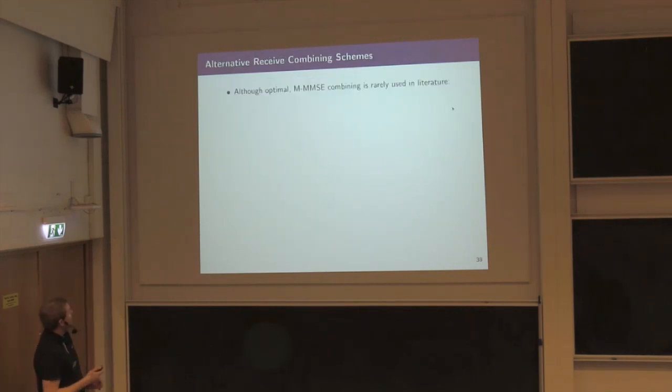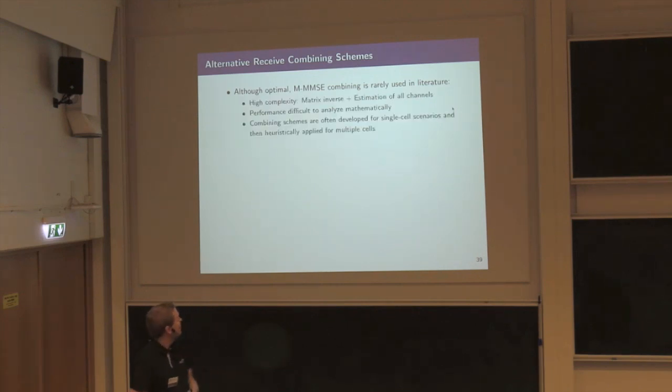Okay, so that is the optimal thing, but it's rarely used in literature. And one of the reasons for that is that you might have a high complexity because you have a matrix inverse that is proportional to the number of antennas, that is the dimension, and you need to estimate the channel to every user in the entire network from your base station. You can do that with the pilots that you have, but it still requires quite some effort in terms of signal processing or computations. And it's also difficult to analyze the performance mathematically, so I will show you some simulations on that.